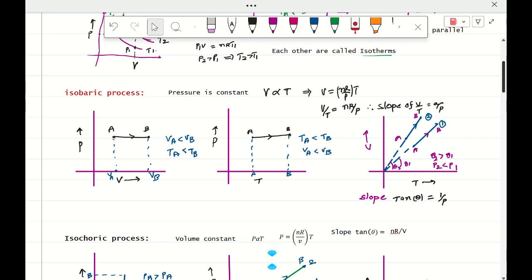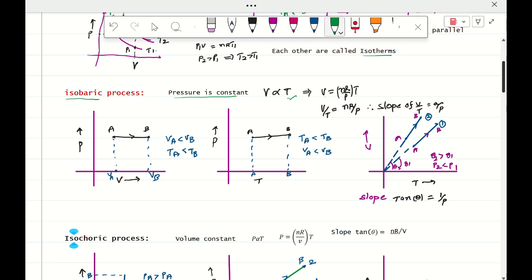Now the isobaric process. Isobaric means pressure is constant. According to the ideal gas equation, pressure constant means V is proportional to T. So V by T is equal to nR by P, which means the slope of the VT graph is nR by P. Remember this. The slope of the VT graph is 1 by P, some constant by P.